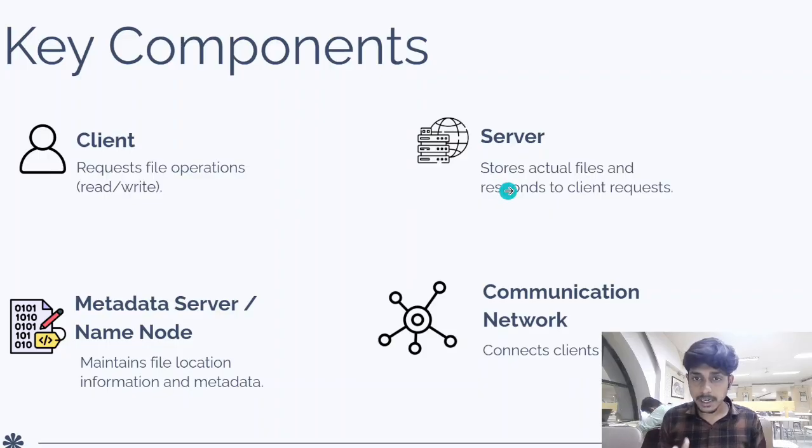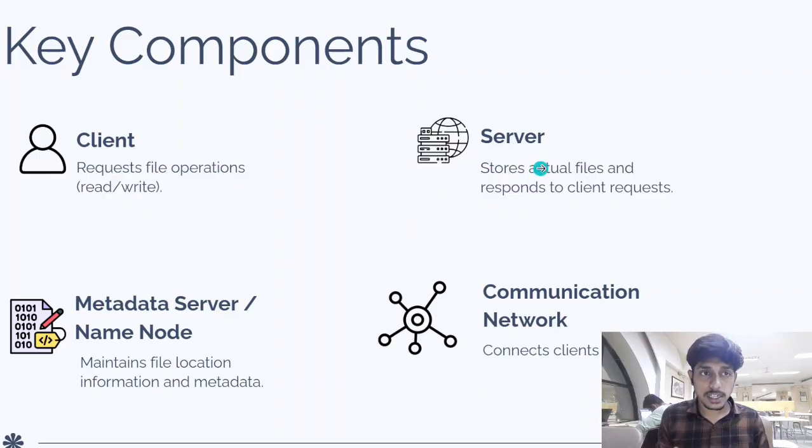So the fourth part is the communication network. This is the glue that holds everything together. It's the internet, the Wi-Fi, the cables, etc. It's whatever connects the clients and servers, so they can actually talk to each other. Without a network, we just have a bunch of lonely computers, because there won't be any medium to communicate between them. This part makes it a system.